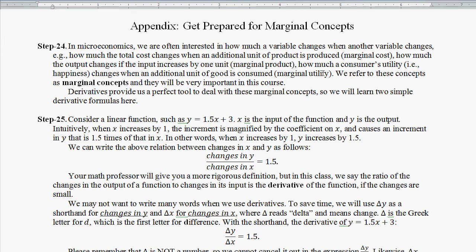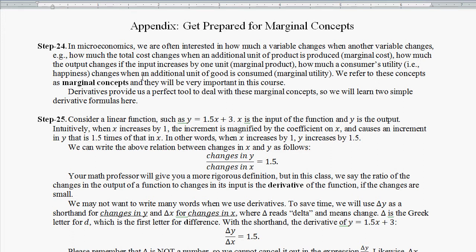When we're discussing consumers' choices, we want to know how much a consumer's utility, or in other words, happiness, changes when an additional unit of a good is consumed, and that's called marginal utility. So we're always interested in how one variable changes when another variable increases by 1 unit. We refer to these concepts as marginal concepts, and they are very, very important in this class.